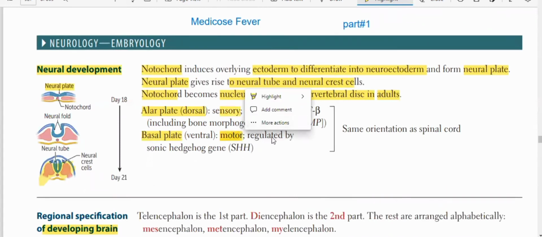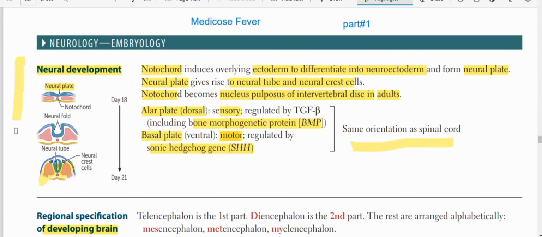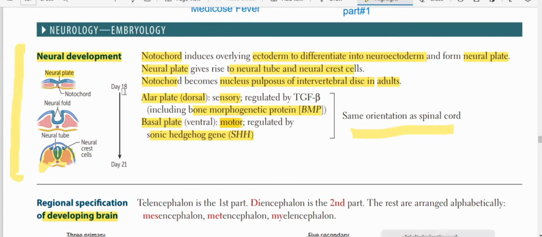The most important is bone morphogenetic protein. The alar plate is regulated by BMP, and the basal plate is regulated by the sonic hedgehog gene. The same orientation is seen in the spinal cord. That is all we discuss about neural development.